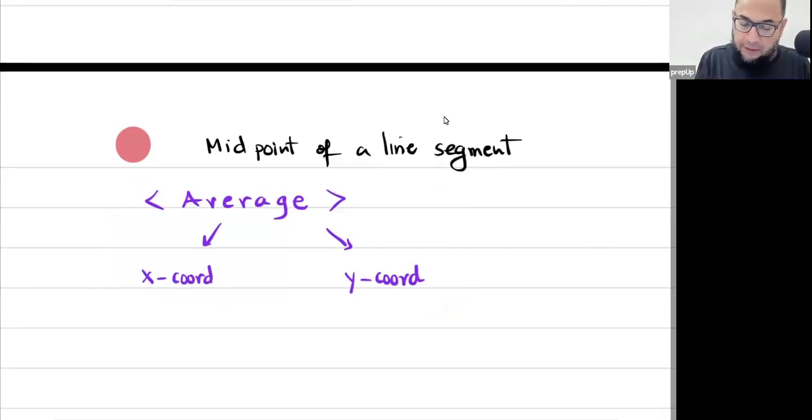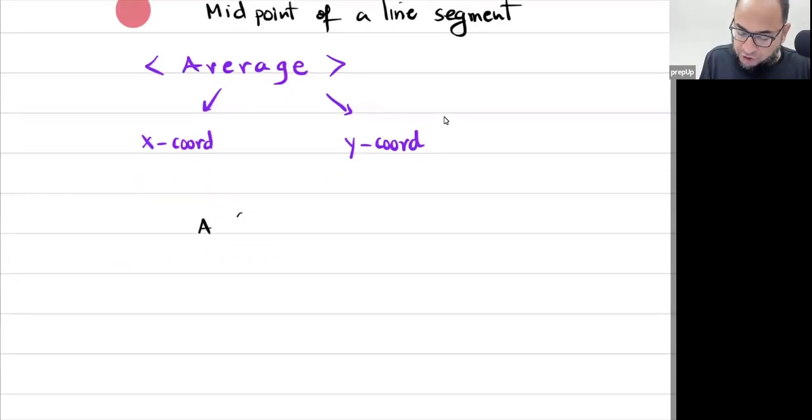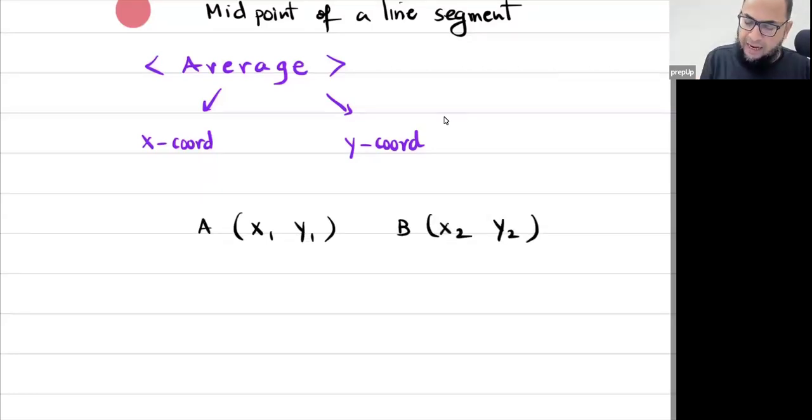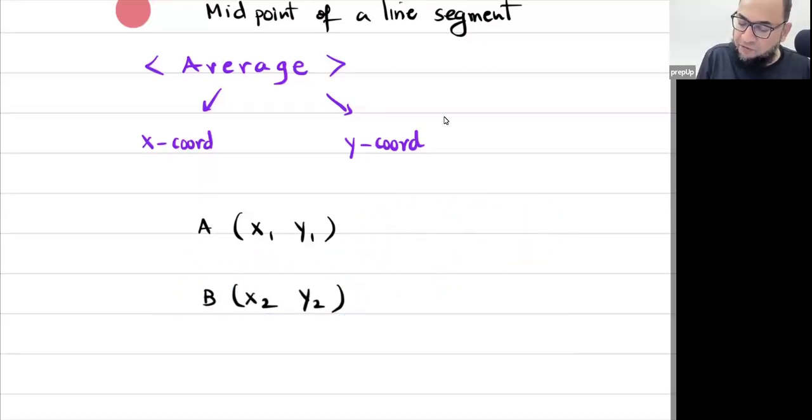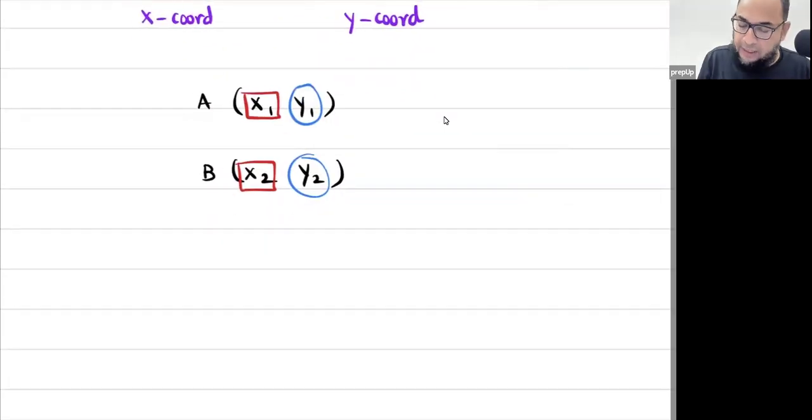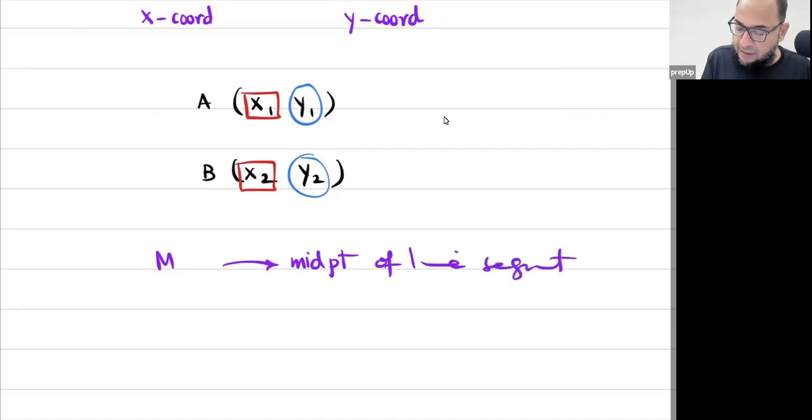It's all good. So now over here, if we talk about a point A, which is x1 and y1, and a point B, which is x2 and y2. And again, a good idea to write underneath it. So let me focus on the x coordinate, that is in red color. Let me focus on the y coordinate, that is in blue color. So therefore M is the midpoint of line segment AB.